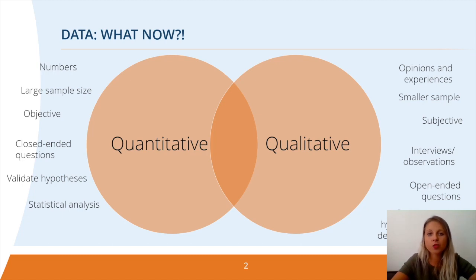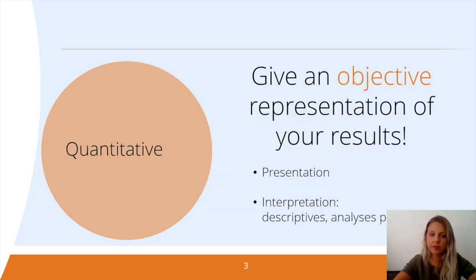Next up, how are you going to present this in your thesis? The moment you have gathered quantitative data, you want to make sure you give an objective outline of your results. So you basically only have to present the numbers that you got out of your research. There are two things important here. First of all, the presentation. How are you making sure that you incorporate all the relevant numbers and the statistical outcomes in a manner that is easy to read for your reader?